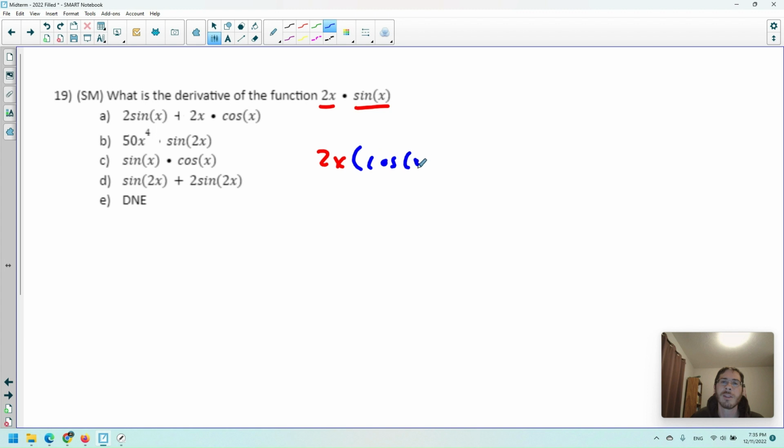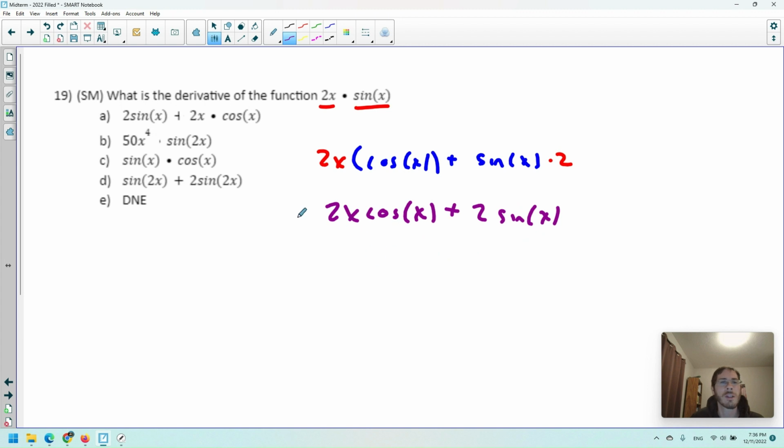Derivative of sine of x is cosine of x, plus the second, sine of x, times the derivative of the first, which is going to be 2. So we get 2x cosine of x plus 2 sine of x. I got a 2x cosine of x and a 2 sine of x, so I'm going to pick A, because that's what I got.